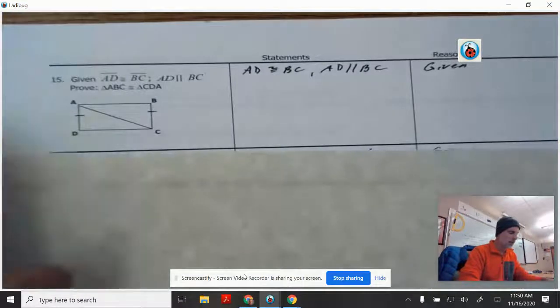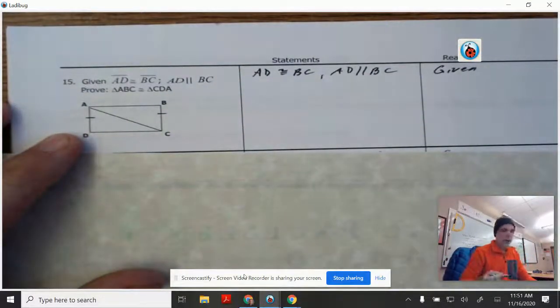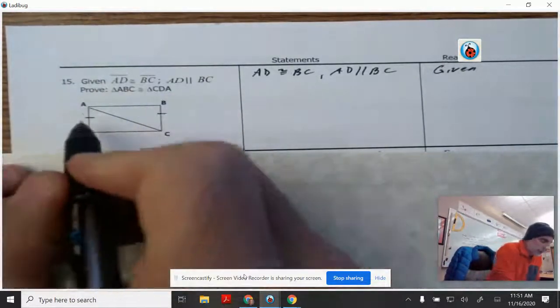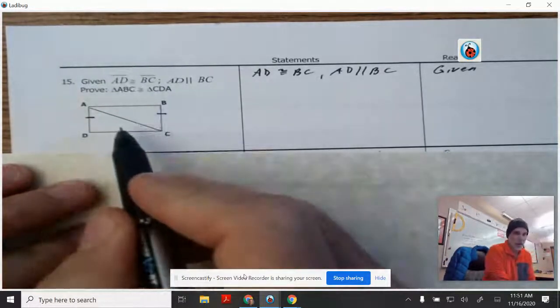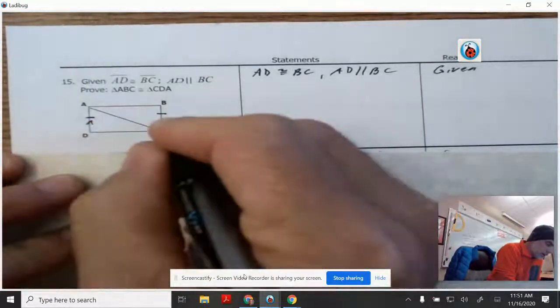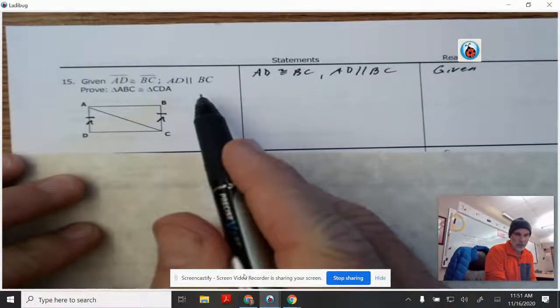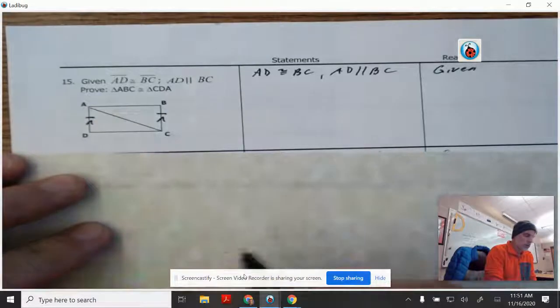So this is the setup. Let's do a few of these together. All right, it says that these segments are congruent. AD congruent to BC, and I've already marked this. That's AD congruent to BC, so I've got to read the given and put the markings. AD is also parallel to BC, so I'm going to have to put arrows on here. Just remember, when they say they're parallel, that does not automatically mean they're congruent. All right, so both of those things are given. It says prove this triangle is congruent to that triangle.